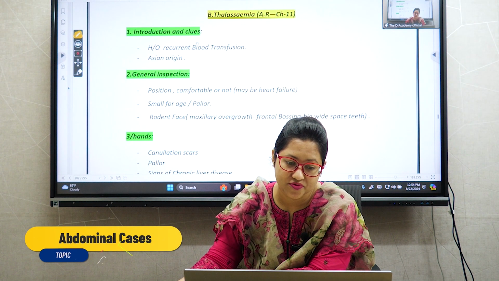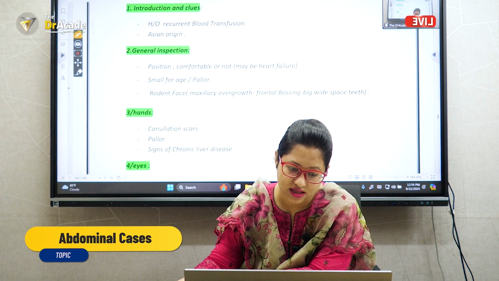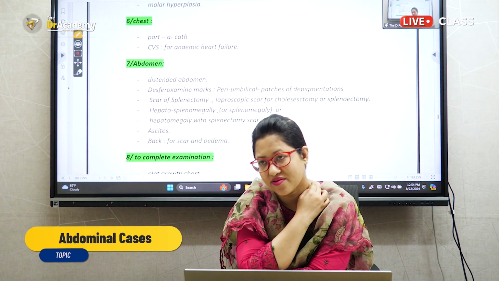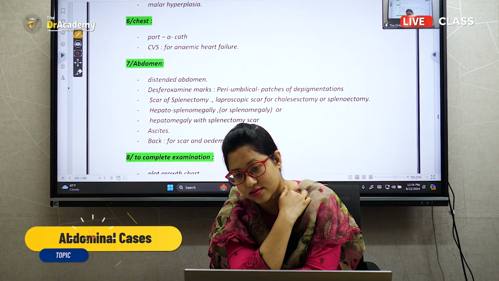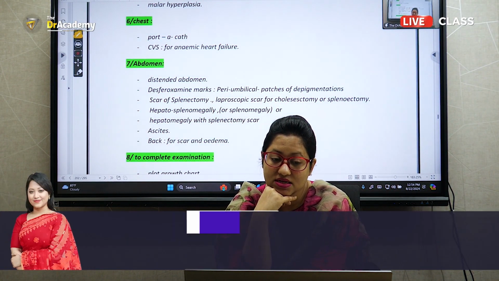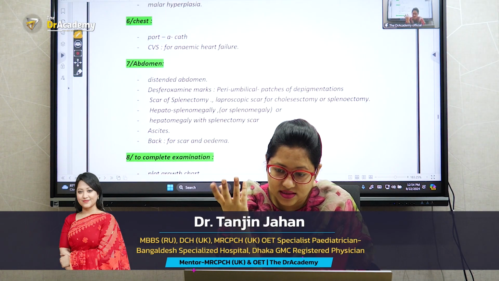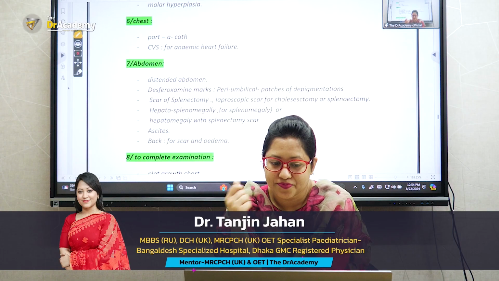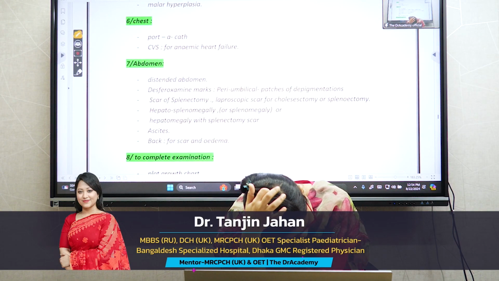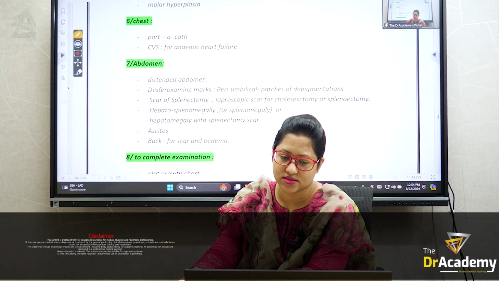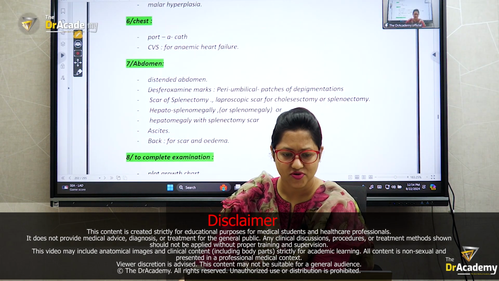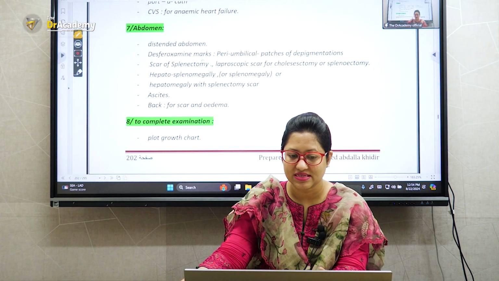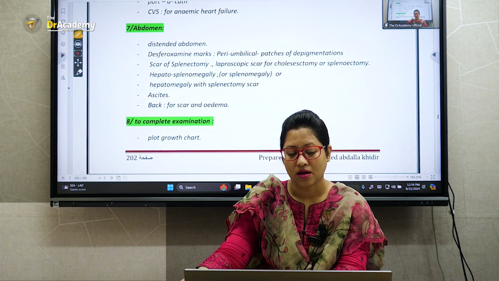Thalassemia, the important clues for thalassemia: general inspection, the hands, what you expect in case of thalassemia. If this chronic hemolytic disease child is in the UK, definitely you might get a portacath, that is a catheter that is placed here. The children who get lots of antibiotics and regular medication or regular blood transfusion usually have it. In the abdomen, desferoxamine marks. This is very important in case of thalassemia.